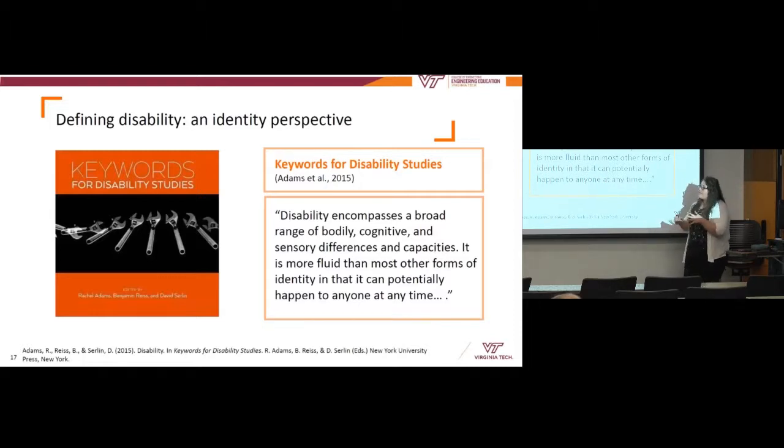But here they have a similar definition, but it also focuses back on society and how individuals with disabilities interact. So disability is composed of a broad range of bodily, cognitive, and sensory differences and capacities. It is more fluid than most other forms of identities, particularly because it can happen to anyone at any time. So if you've ever had a surgery, I had a knee surgery where I couldn't walk for 9 months. So I had a temporary handicap permit. And that was one big thing where I was just like, man, our campus is terrible. I can't get around here at all. And that was even just a short-term disability for me.